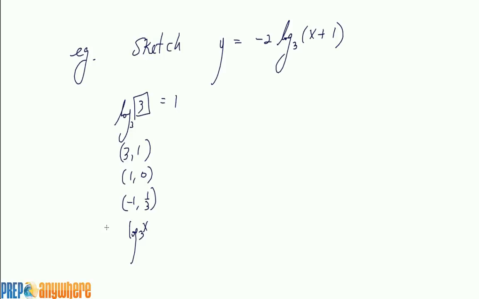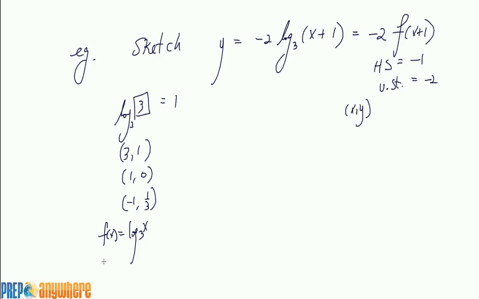So let's say this is our function, f of x. Then this thing can be written as minus 2 times f of (x plus 1), right? That means it's got a horizontal shift of -1 and a vertical stretch of -2, which means there's a reflection on the x-axis. So we can also write this. The original points from f of x will transform in the following way: x minus 1 and minus 2y.